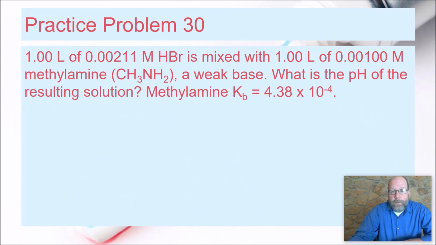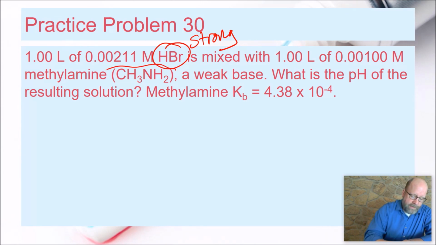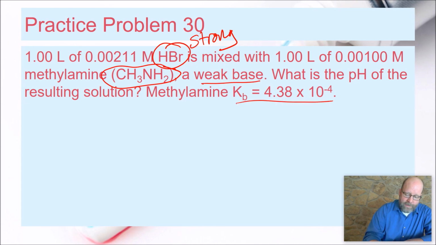All right, moving on to number 30. I've got a liter of some HBr. HBr, that's strong. And blah, blah, blah, of methylamine. So that's not one of my strong bases, and it says a weak base. Plus it's got a Kb here. So yeah, that's a weak base. So I've got a strong acid, I've got a weak base.